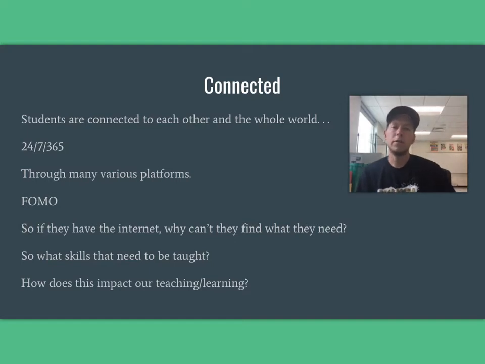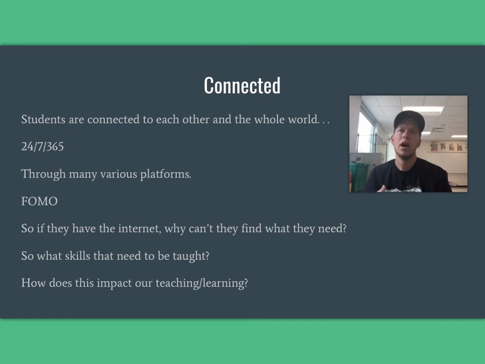When I think of digital natives and the students that we have right now, one of the first words that comes to my mind is connected. Students are connected to each other and they're connected to the outside world, really 24/7, 365. Now, a lot of times we automatically associate that with being a bad thing. Students are always on their phones, they're always on the internet doing whatever. They're Snapchatting, they're on social media, all those things. And we automatically assume that's a bad thing.